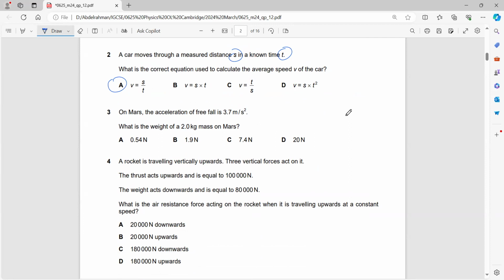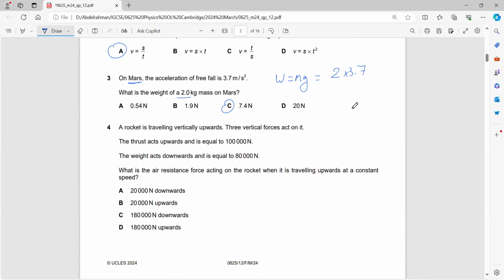On Mars, the acceleration is 3.7. What is the weight? Weight equals mg, so 2 times 3.7. Total would be 7.4 newtons. Again, we're using 3.7, not 9.8. Why? Because we are on Mars, not on Earth.